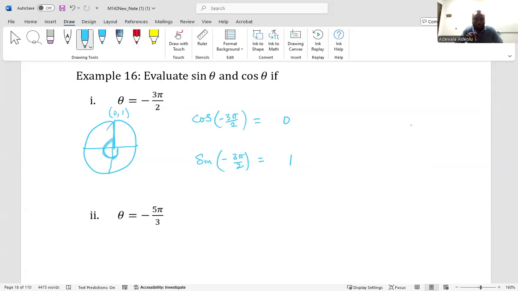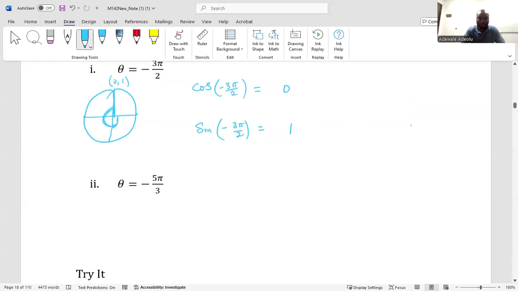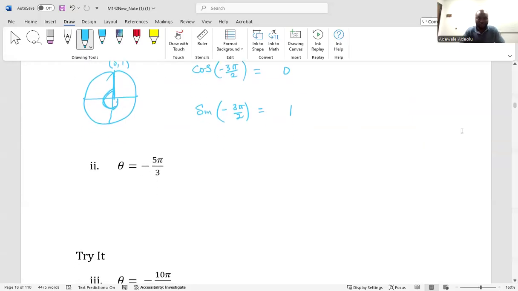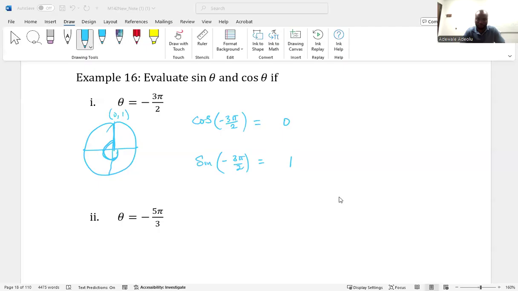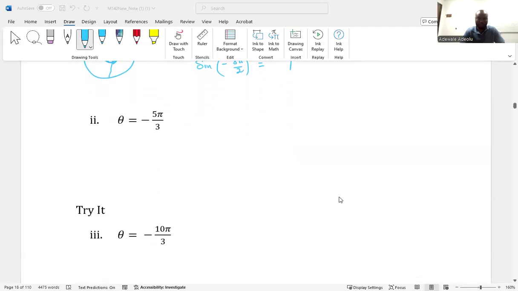Another one. Let's see this: negative 5 pi over 3. Our angle here is this. So cosine of negative 5 pi over 3, sine of negative 5 pi over 3.